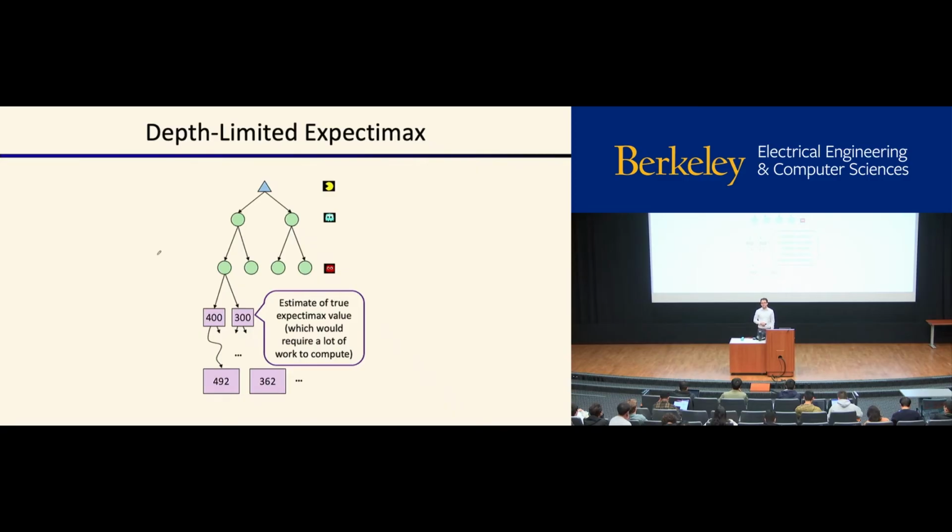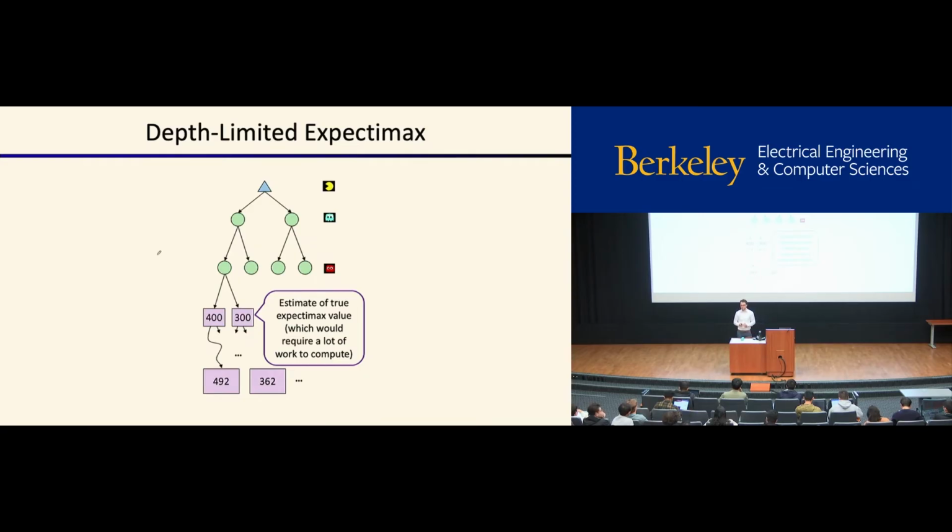So this will be our estimate of the true value of doing the whole Expectimax search all the way to the bottom of the tree. Just as before, it was an estimate of the minimax value of running the minimax search all the way to the bottom of the tree. Okay?